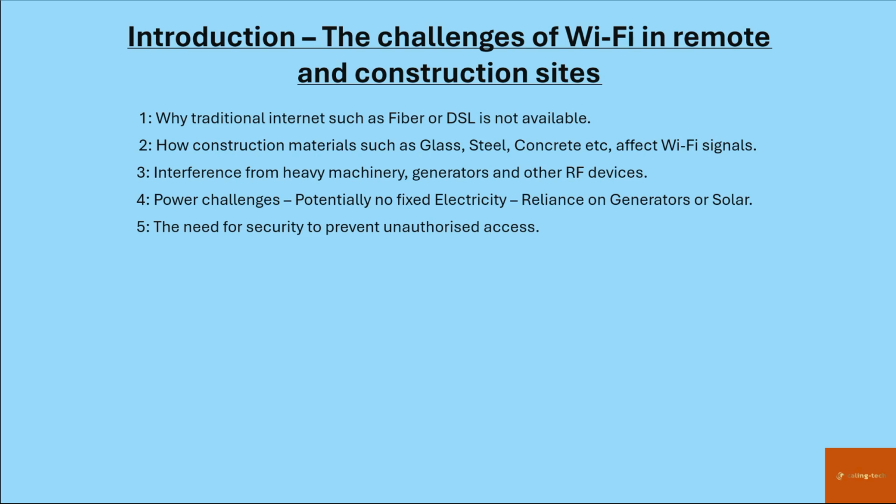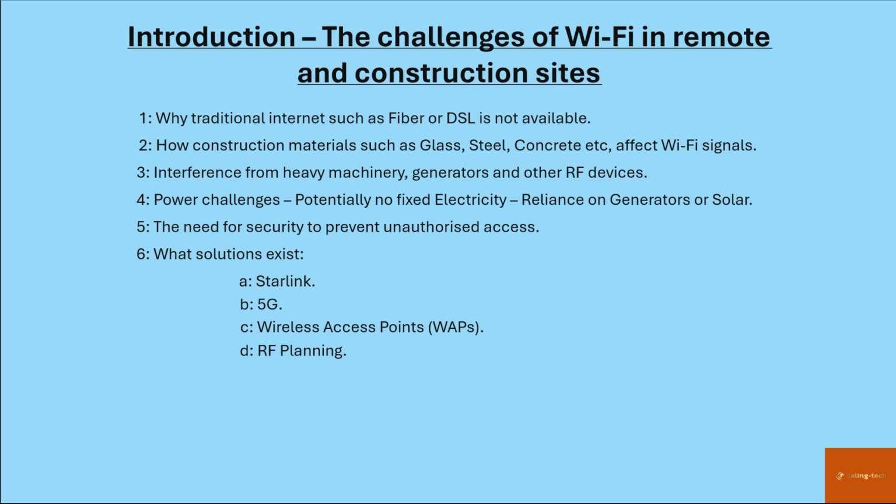Now, if you're putting Wi-Fi into a greenfield site, you are definitely going to want security in place from a Wi-Fi perspective. Not physical security. Physical security will be down to the construction company. So what solutions exist that we're going to look at? Well, as we stated, Starlink, 5G, wireless access points. What type of access points are we going to utilise? RF planning and the power management.